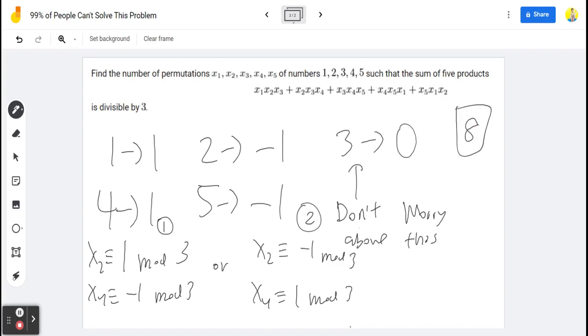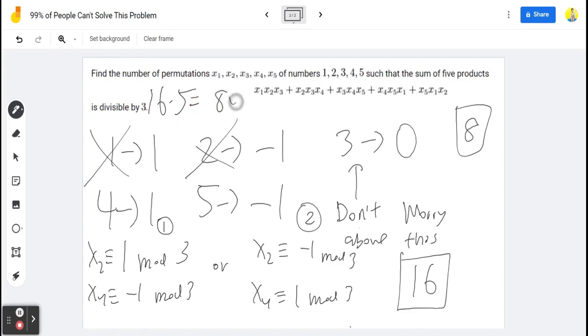However, x1 and x5 can be anything else. So after you take one away for x2 and one away for x4, there are still 2 more options left, meaning that there are 16 total ways for this sum to be divisible by 3 if x3 is equal to 3. So we just multiply the entire thing by 5, and 16 times 5 is 80. So 80 is our final answer.